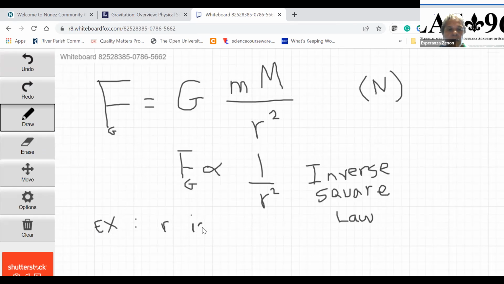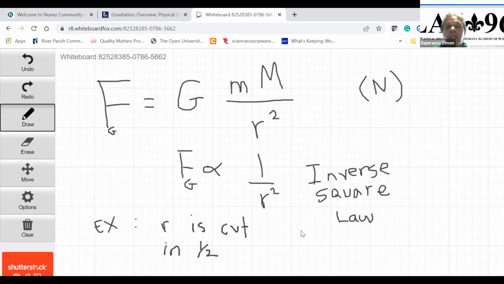Because I don't want you to mix it. R is cut in half. Somebody unmute and tell me, when I say R, the distance between the objects is cut in half, what does that mean to you? Anybody? So it means what? They're closer, right? And in fact, if R is cut in half, that means they're 2 times closer, right?